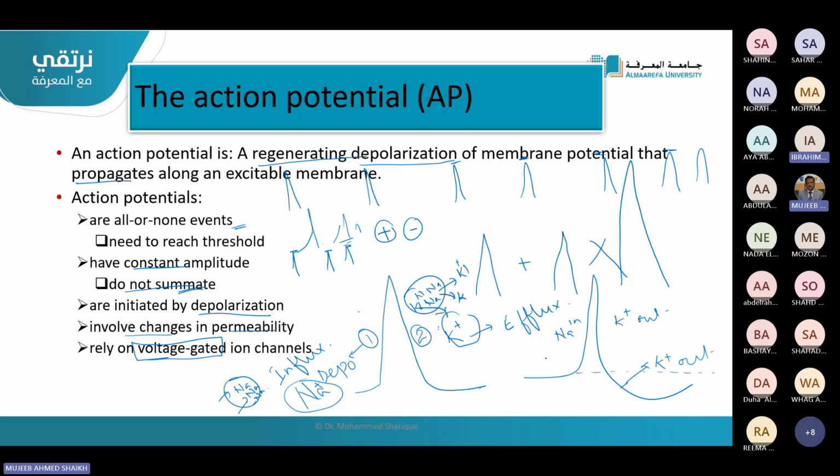Suppose I give you an example. See here, let's say 100 sodium moves in. Here, 100 potassium moves out. And here, maybe 10 more potassium moves out. Excessive potassium moves out. Why?